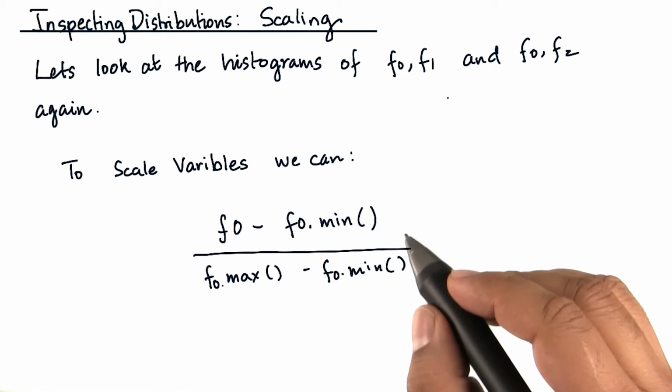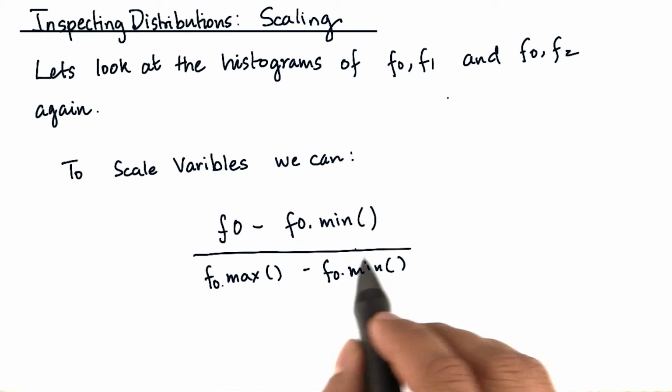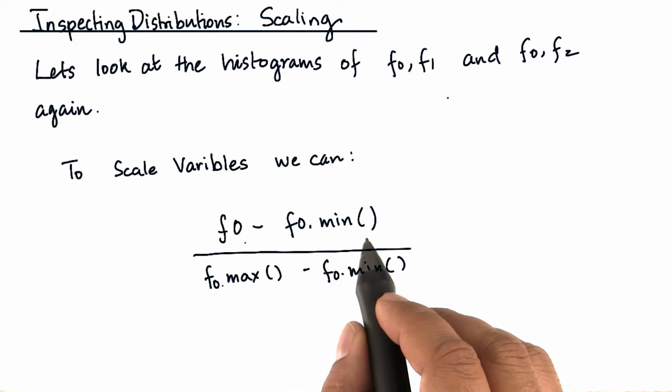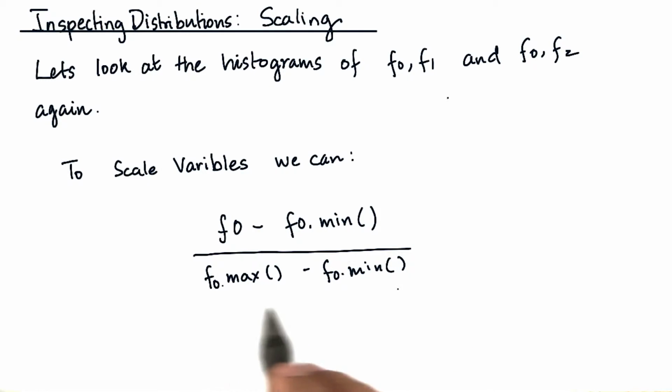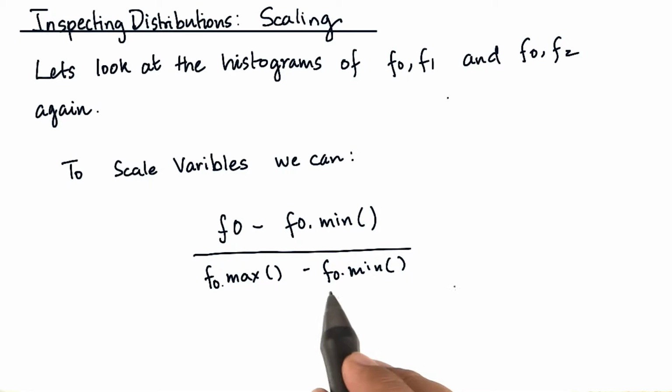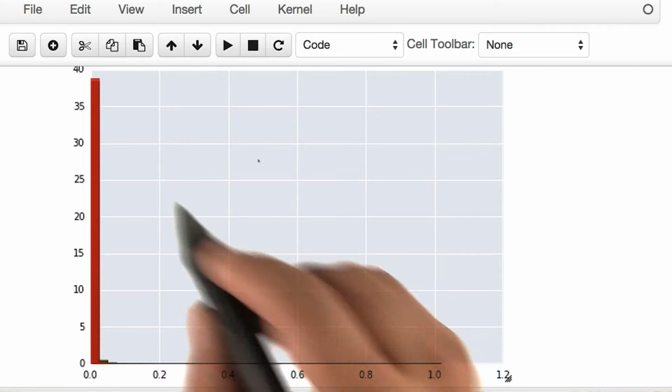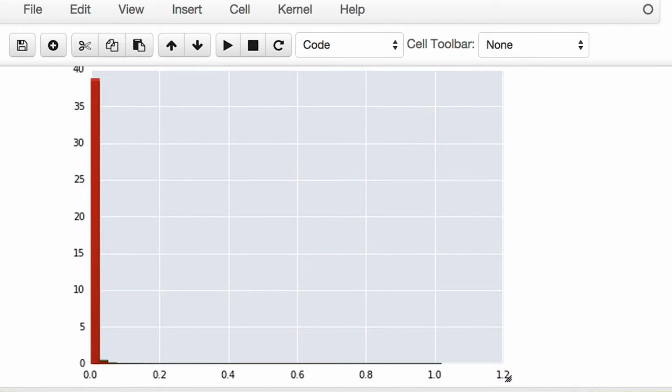To scale variables, we can subtract the minimum value of the variable from each of those values of the variables and divide by the range of the variable, which is the maximum value minus the minimum value. Let's now use this formula to scale each of our variables and replot our histograms. Upon running, you will get something like this. It is very hard to see here.